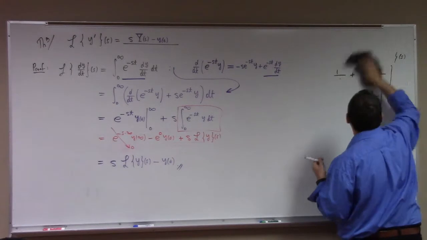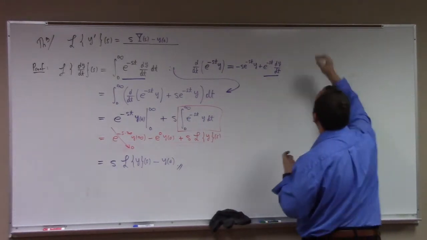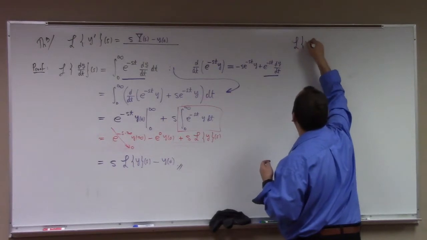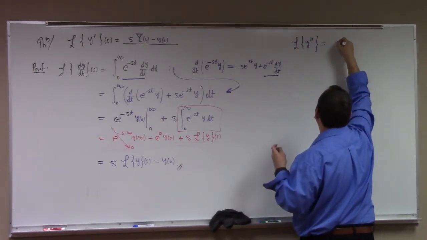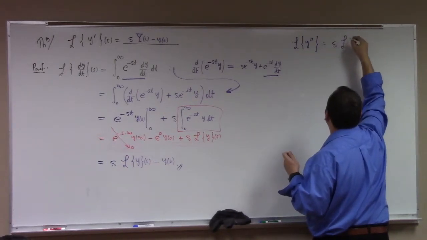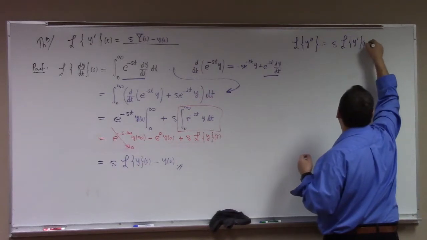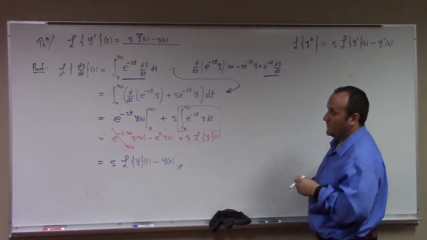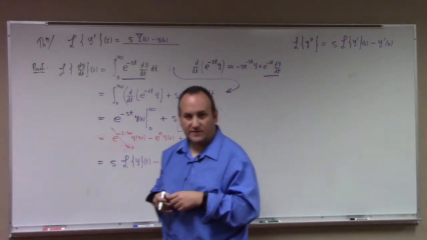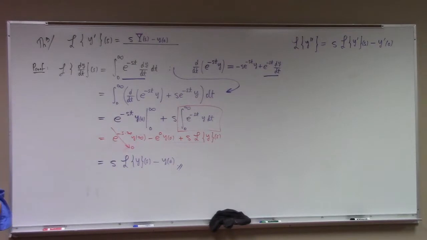Having done this once, we can do it again. What's the Laplace transform of y prime prime? Well, that should be s times the Laplace transform of y prime, minus y prime of 0 by the previous theorem, right? Because the second derivative is the derivative of the first derivative. So applying the initial theorem to the first derivative, we have that immediately.